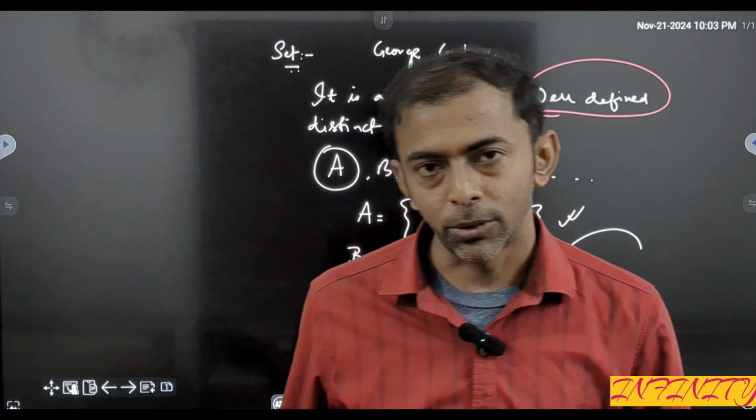The main thing in the definition of a set is that it will be a definite collection. The elements are well defined and those objects are definitely distinct. So you need to know this.